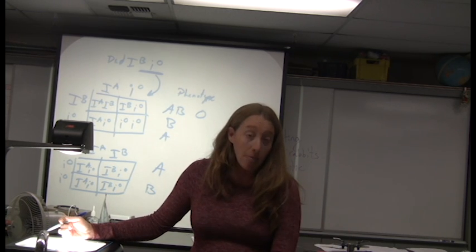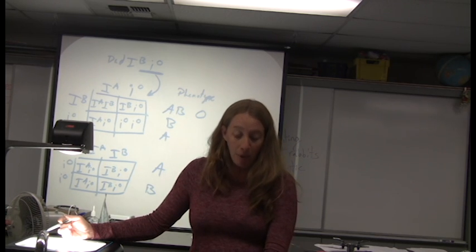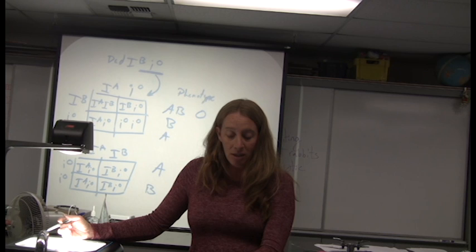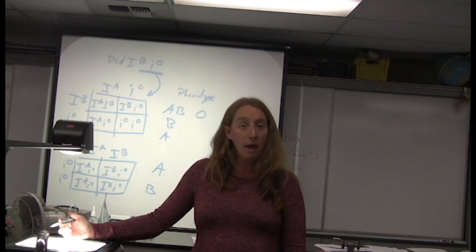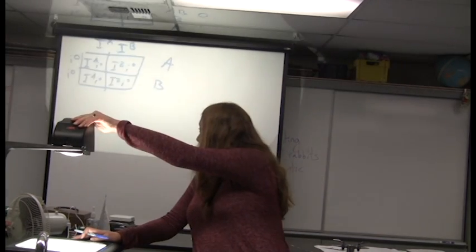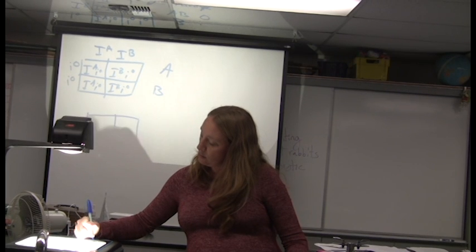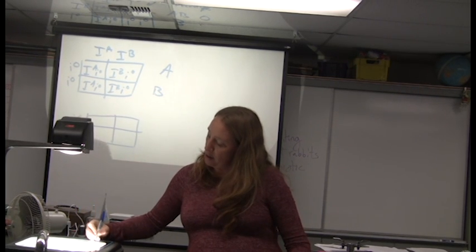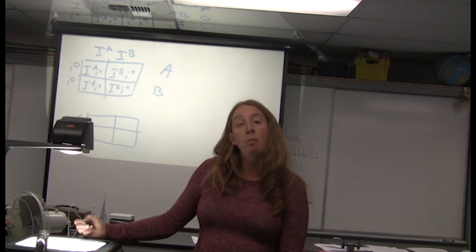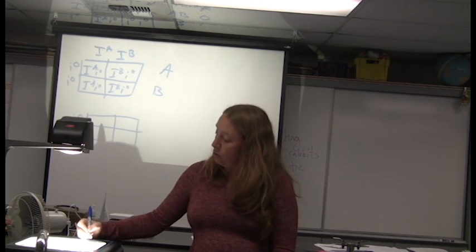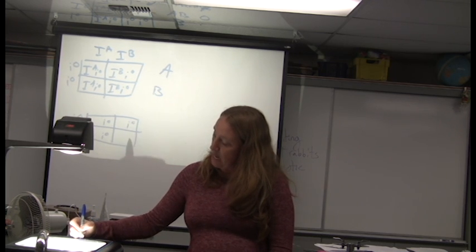And last but not least, number 6, a couple has a child with type A blood. If one parent is type O, what are the possible genotypes of the other parent? So we know that one of the parents is blood type O. So we're going to go ahead and fill in that side of the Punnett square. So every one of these is going to have an O.